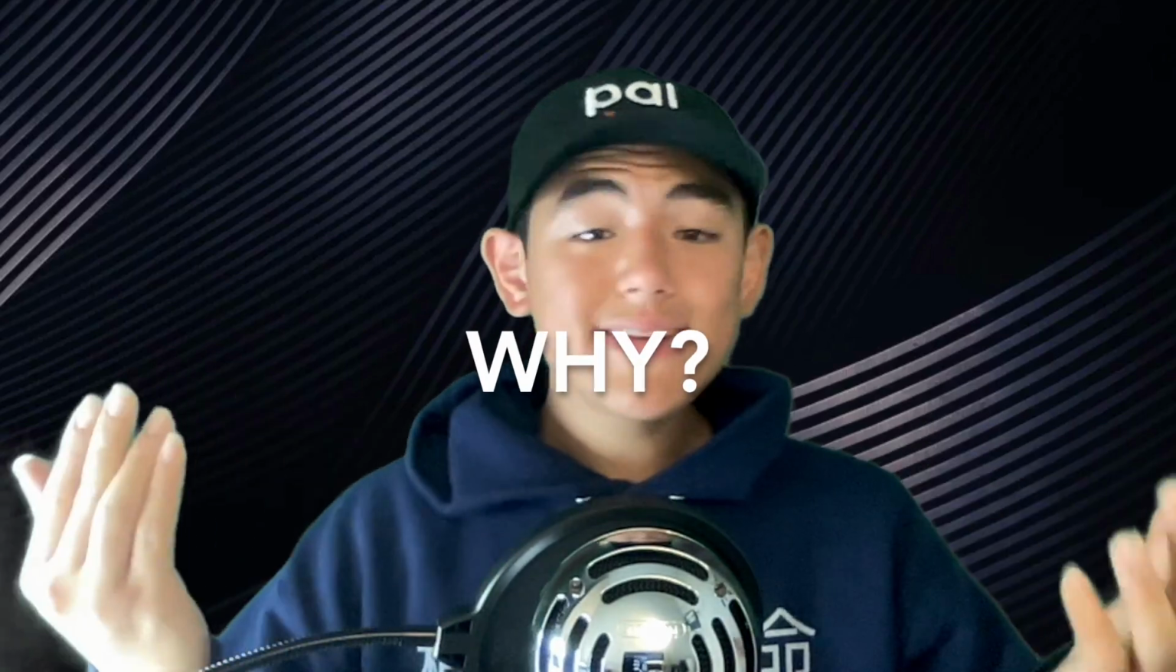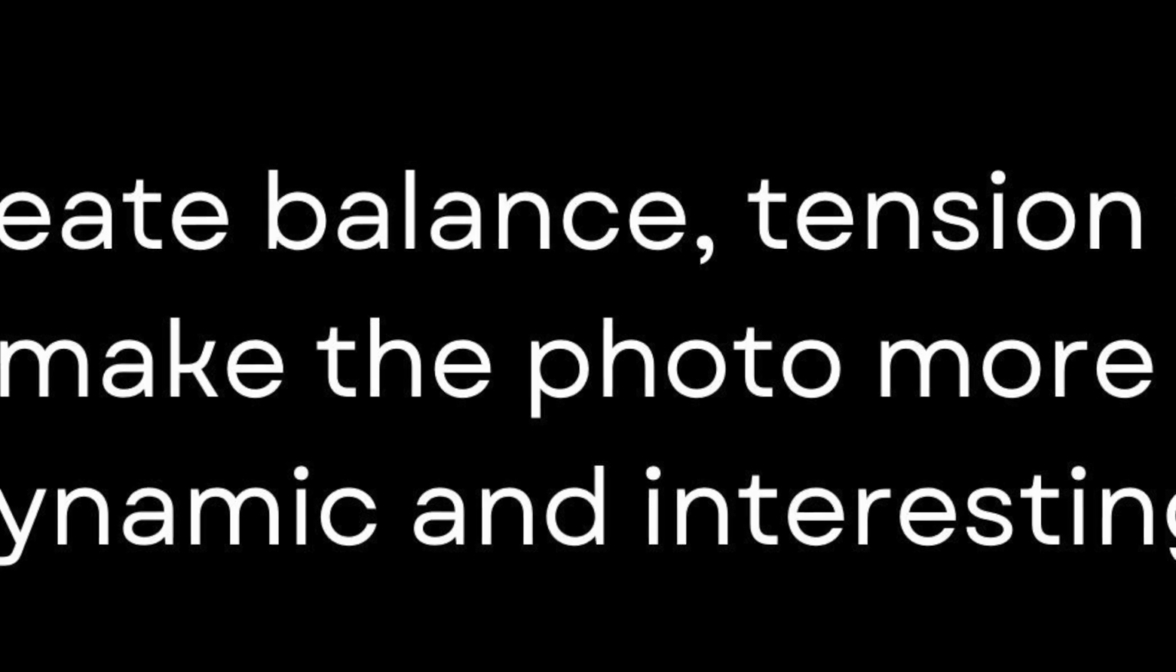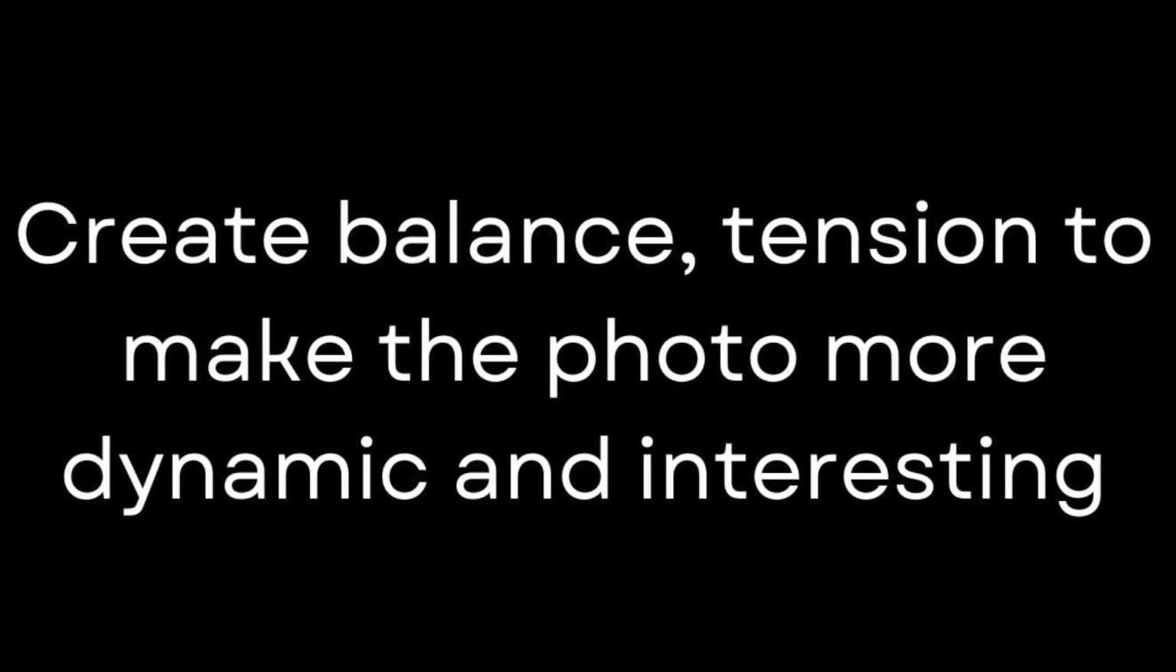Let's kick off with the most famous one, the rule of thirds. Imagine dividing your image into 9 equal sections using 2 horizontal lines and 2 vertical lines, like a tic-tac-toe board. The rule suggests placing your main subject or points of interest along these lines, or even better, at their intersection. Why does this work? It creates balance and tension, making the image more dynamic and interesting than just plopping your subject smack in the middle.